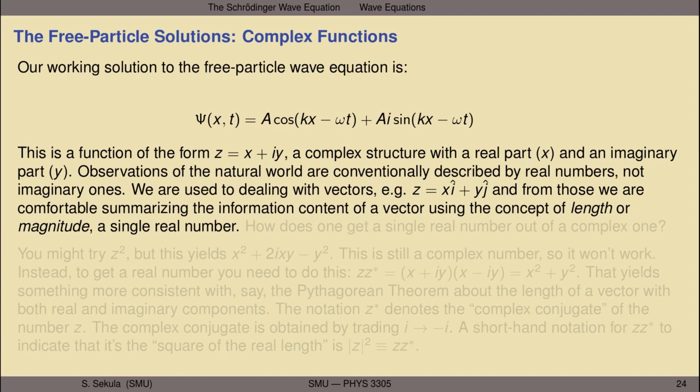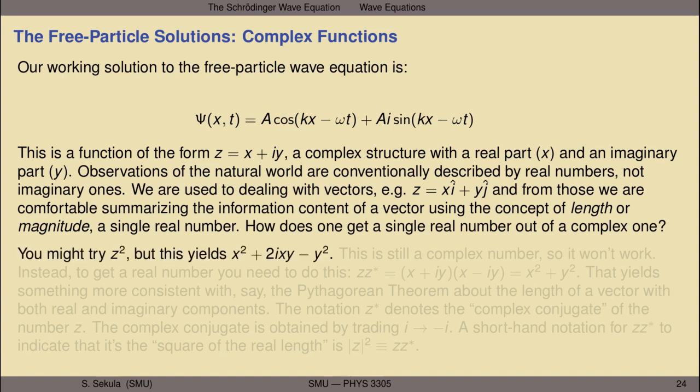The question here is, how does one get a single real number out of a complex one? How do we get the measurable out of the complex function or number? Well, you might just try your old friend the square, right? Square the complex number and see if that gives you a real value. But unfortunately, it gives you a complex polynomial. You wind up with a real number x squared and a real number negative y squared, but a complex piece 2ixy. That's the sum of the cross terms of this square.